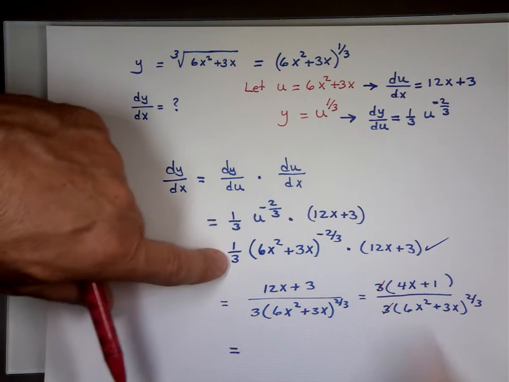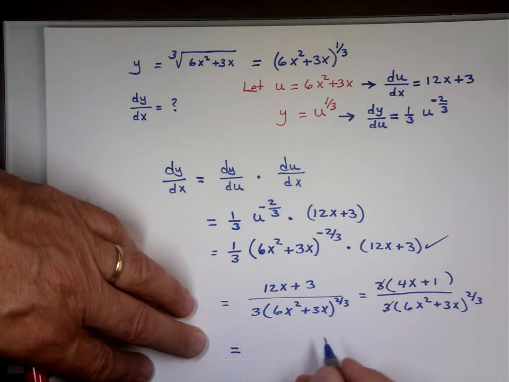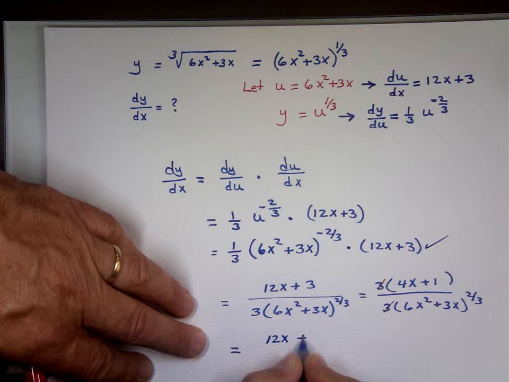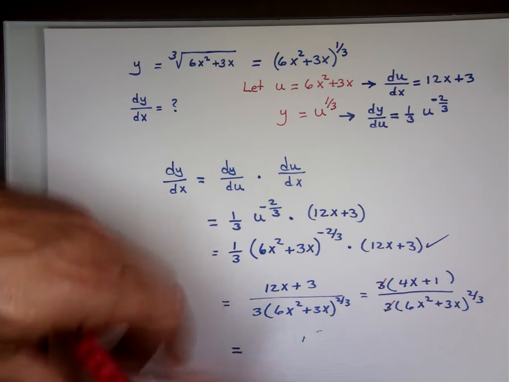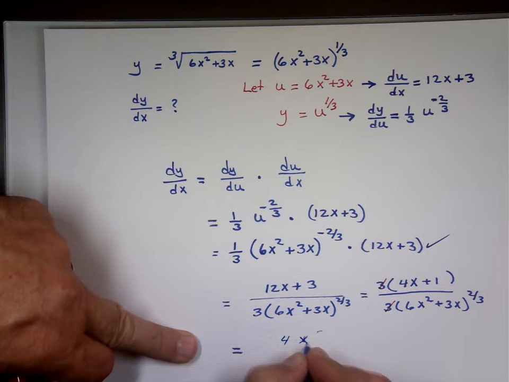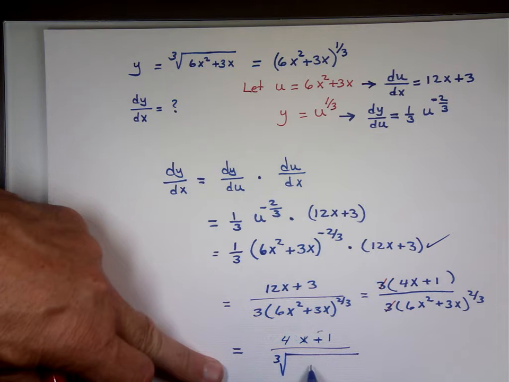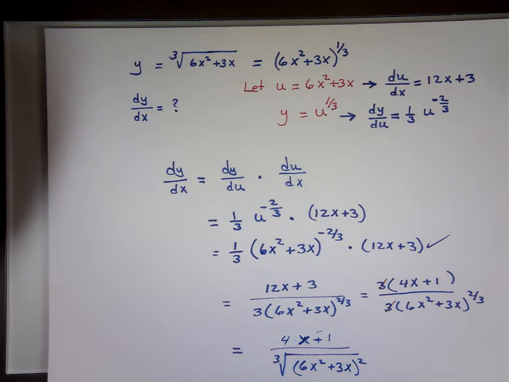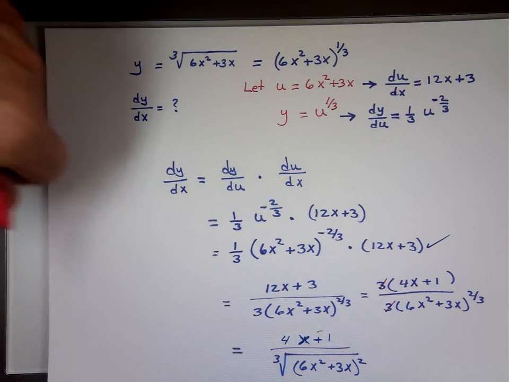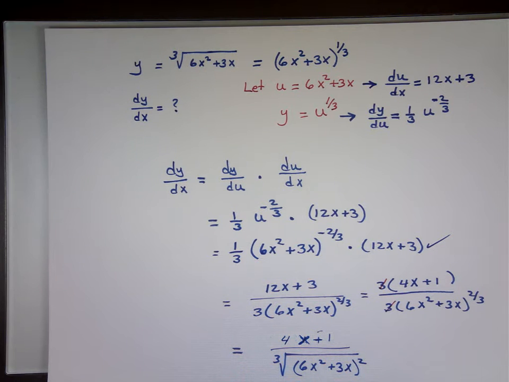Okay. Maybe they would have simplified that and made it 4 plus 1 times this. Remember we simplified that. We said that's what? 4x plus 1. If you don't like that 2/3, it's actually the cube root of 6x squared plus 3x squared. Again, this answer is not bad, but they probably divide it by 3 and leave it negative exponent. Okay. I really don't know which way they want it.